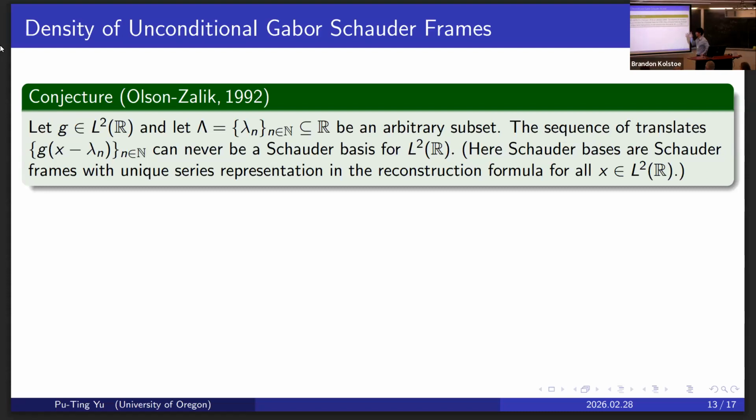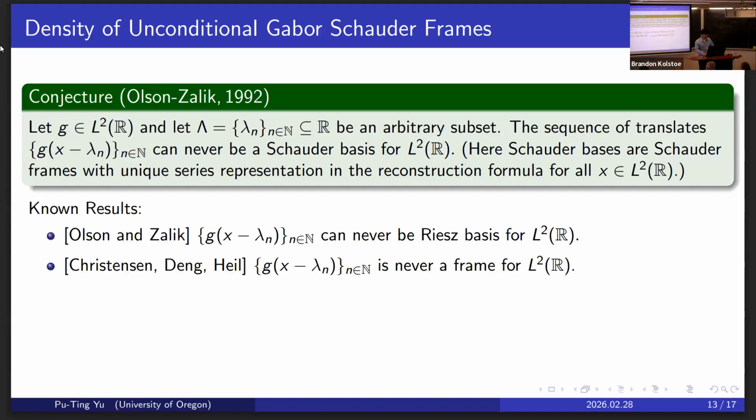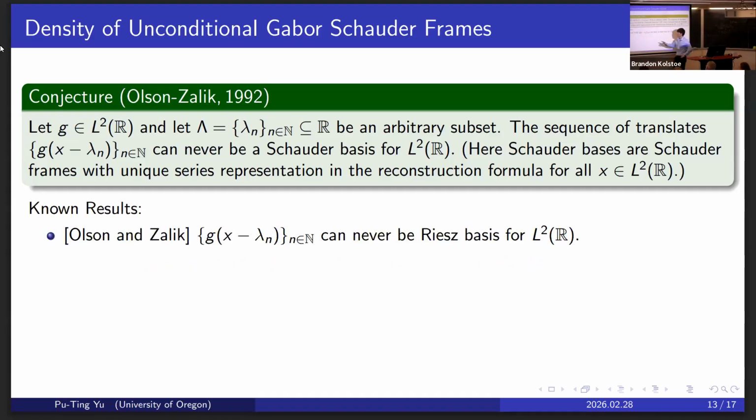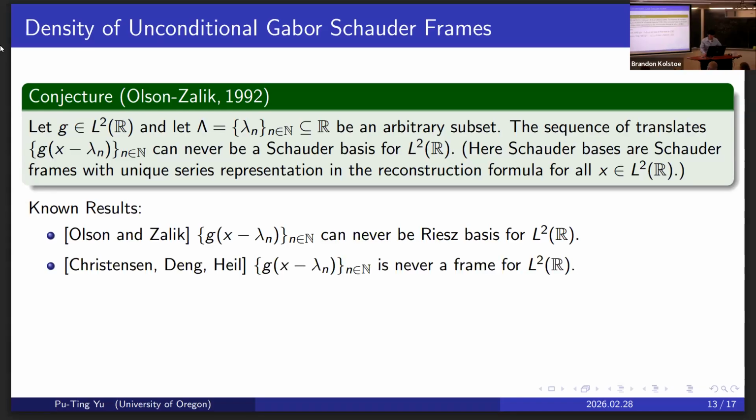So here, what I mean by Schauder basis is just those Schauder frames with unique series representation in its reconstruction formula for all x in L2(R). And in the same paper where they proposed this conjecture, they also proved that such a sequence of translates can never be a Riesz basis for L2(R). And Christensen, Deng, and Heil proved that such a sequence is never a frame for L2(R). Although I only state the conjecture with a single generator, you can have the same result with finitely many generators. So as long as you use finitely many generators, you cannot get a frame by just using pure translates.